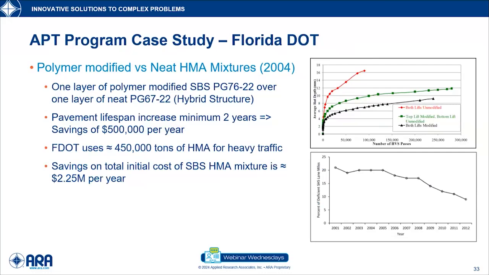Another good example, and again, I can go on and on about different programs, is the Florida Department of Transportation APT program. They have done multiple experiments since around the year 2000. This is just one example. So in 2004, they ran an experiment where the common practice for heavy traffic sections was to build 2 lifts of modified asphalt mixtures, and that definitely costs more, the SBS PG 76-22. But in the APT program, they tested whether they could use only one lift as a modified mixture and the other lift a neat asphalt mixture. They call that a hybrid structure.